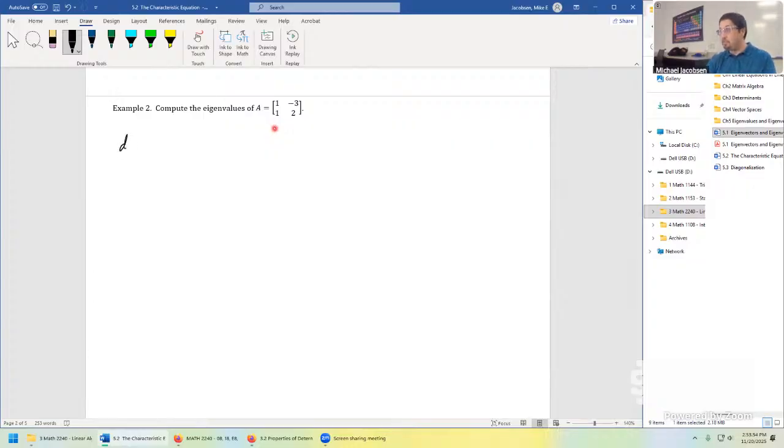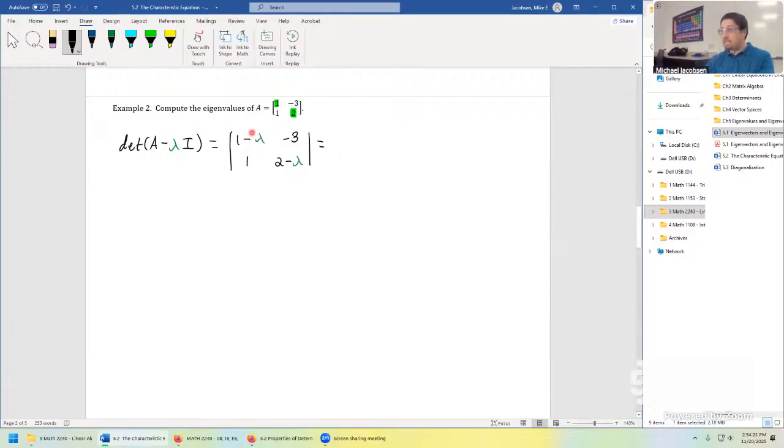First, let's write the polynomial. Determinant A minus lambda I means subtract lambda from the main diagonal and take the determinant of the result. So 1 minus lambda, 1, -3, and 2 minus lambda is the result we'll get.